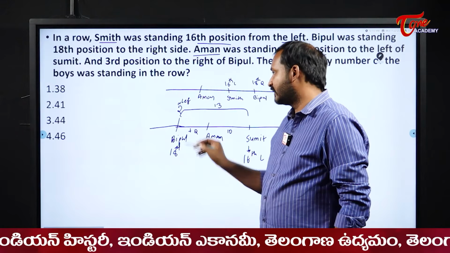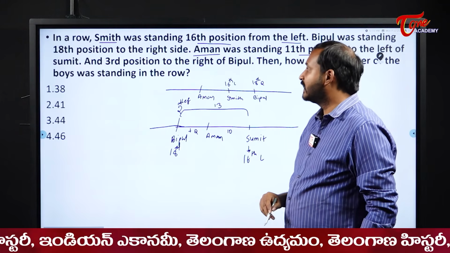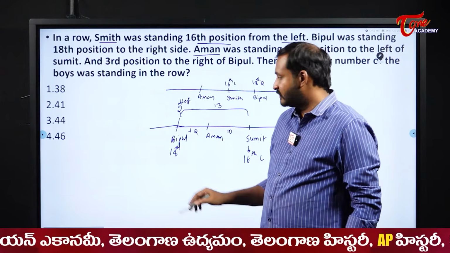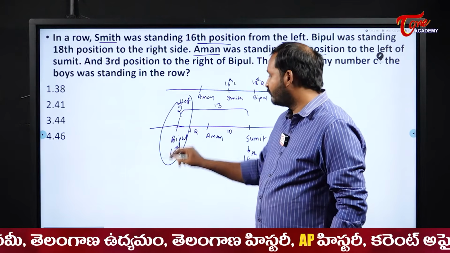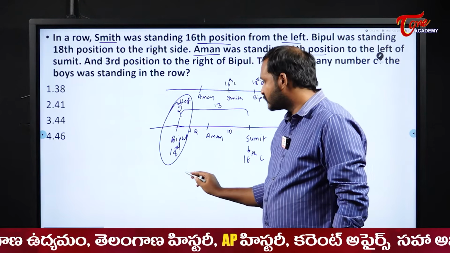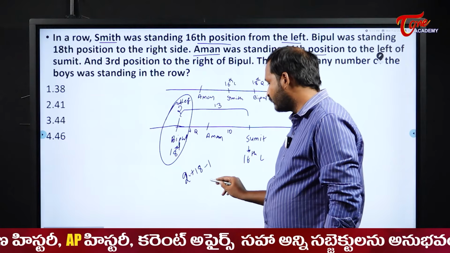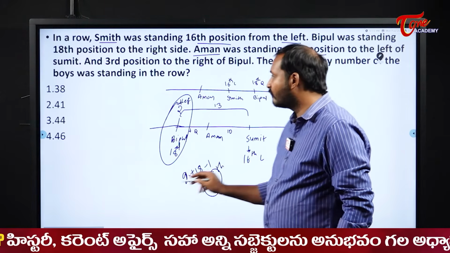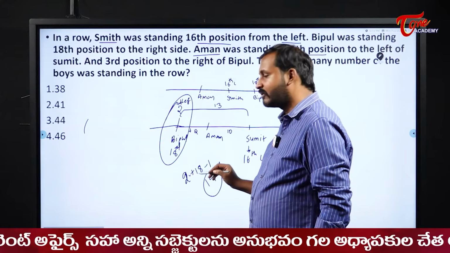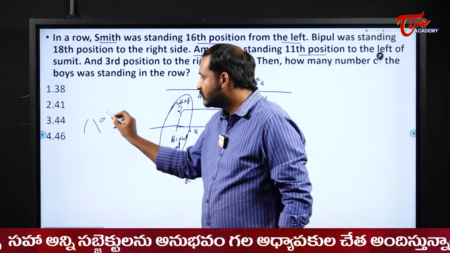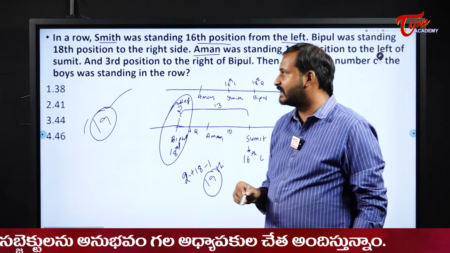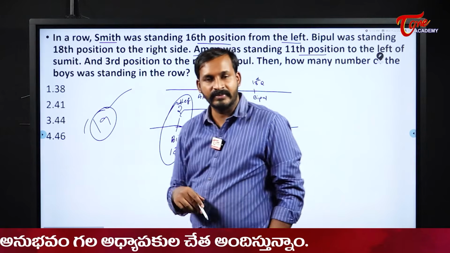So he will become second from the left. Bipul will become what? Second from the left. So Bipul's rank I know from the left and right. So what does it become? 2 plus 18 minus 1. So it will become 19. Total number of boys standing in that row will become 19. So there are a total of 19 persons standing in that row.